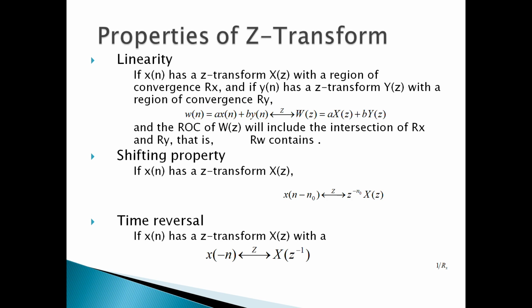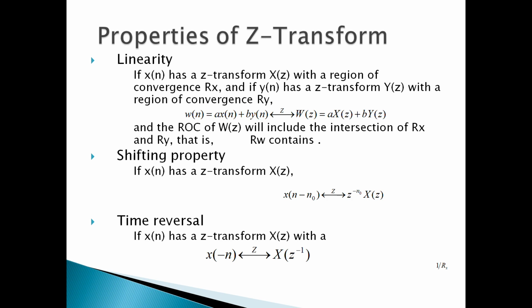Now the big factor here, what will be the ROC of W(z)? That we have discussed in the previous slides. That is the best example of linearity property, where we can say the ROC includes the intersection of X and Y. There we have seen how a ring structure has been formed in the Z plane. The next property is shifting property.